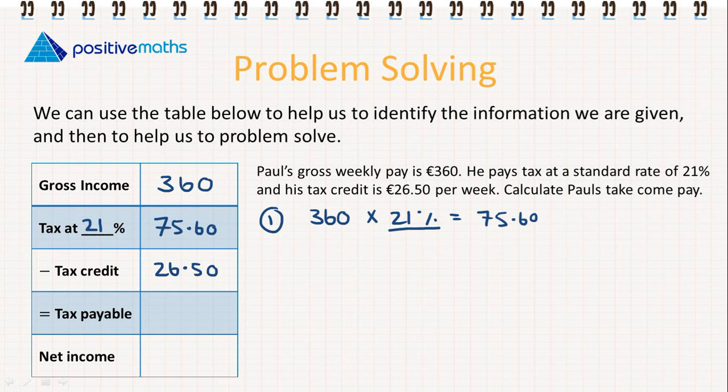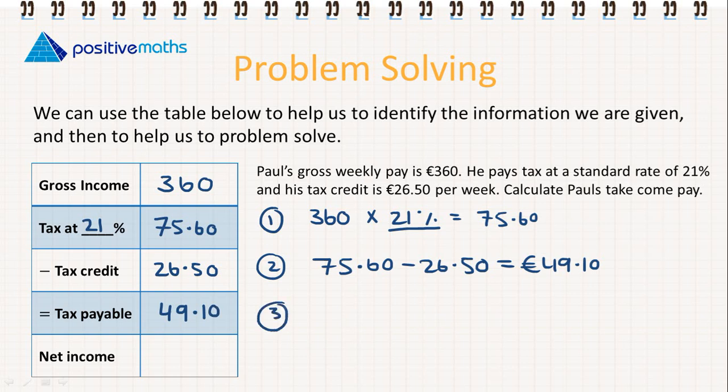We are told the tax credit is €26.50, so our next step is to subtract €26.50 from €75.60 to find the tax payable. For that we get €49.10. So that is how much tax we have to pay.